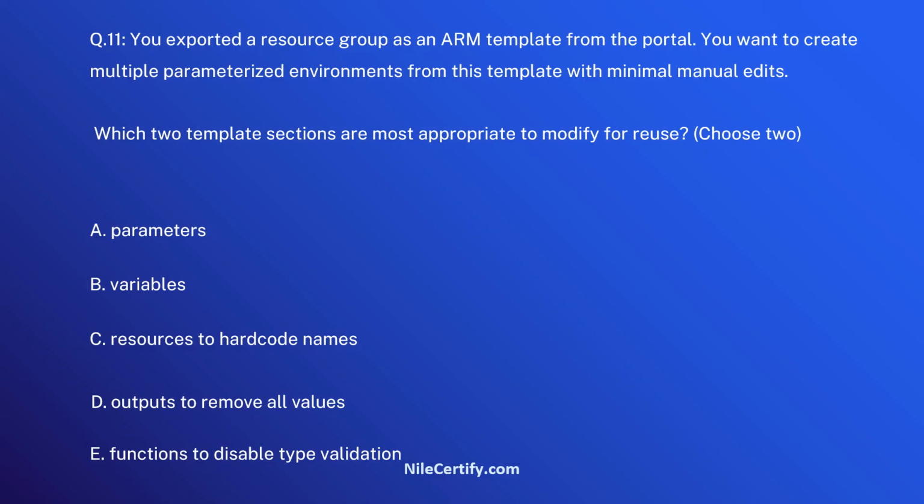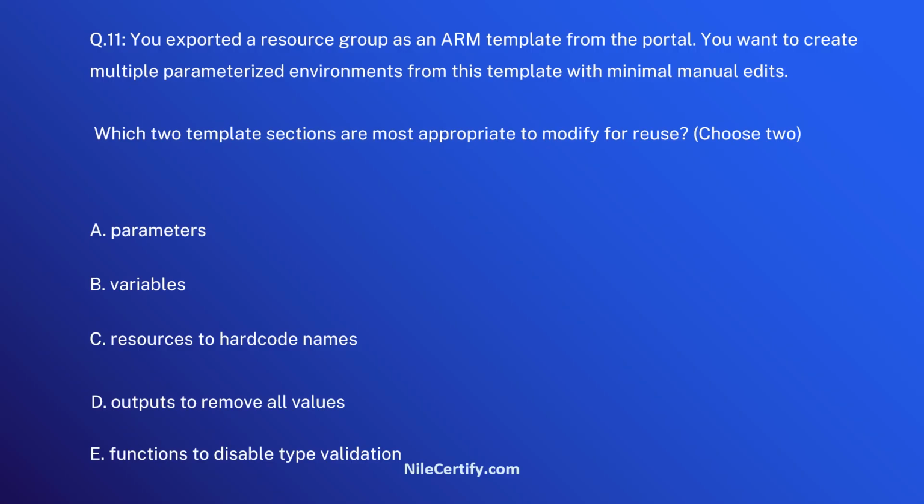With this one, let's start from the bottom and see the answer. So a function to disable type validation. ARM doesn't support disabling type validation through functions. Validation is actually a good thing, because it helps catch errors, so we can keep it. So this is a wrong answer.